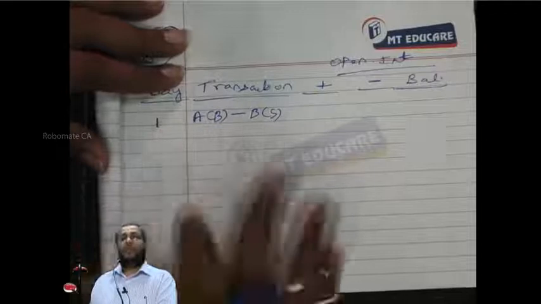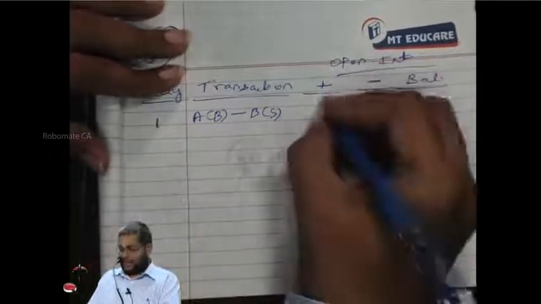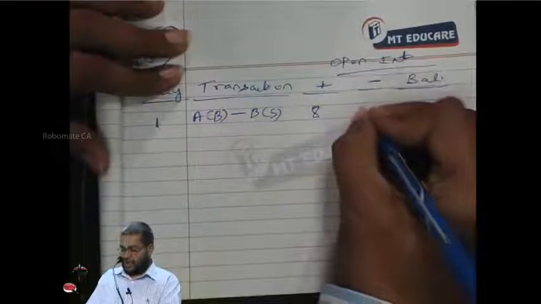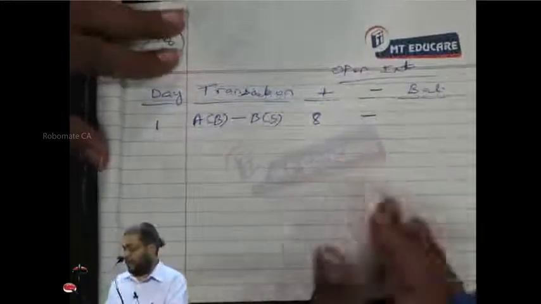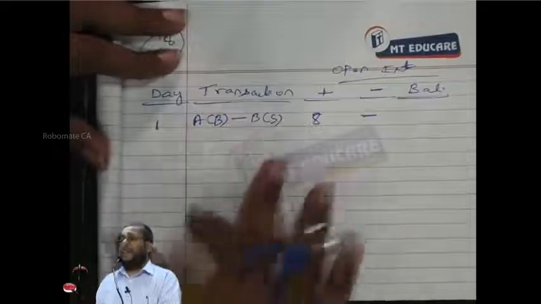Today is the first day it opened, so it is plus or minus? Plus. 8 new contracts came in. So, plus. Open interest created for 8 contracts. That's all. Any more transactions today?